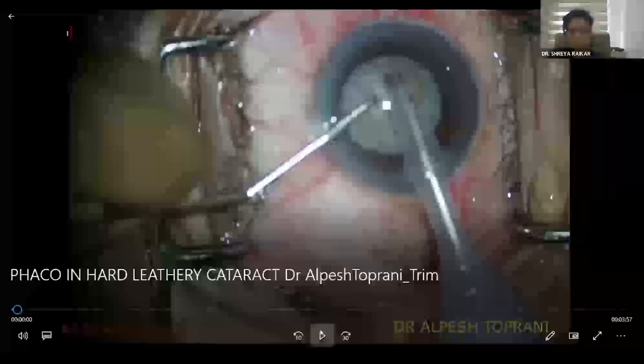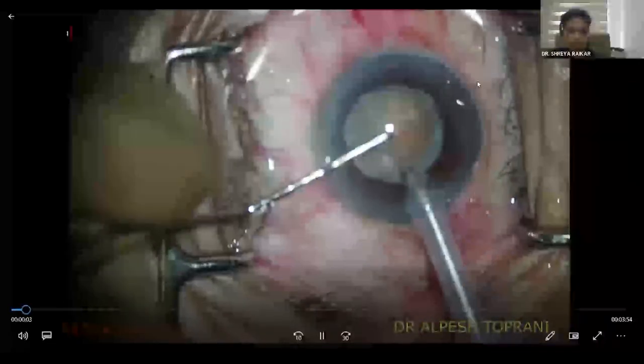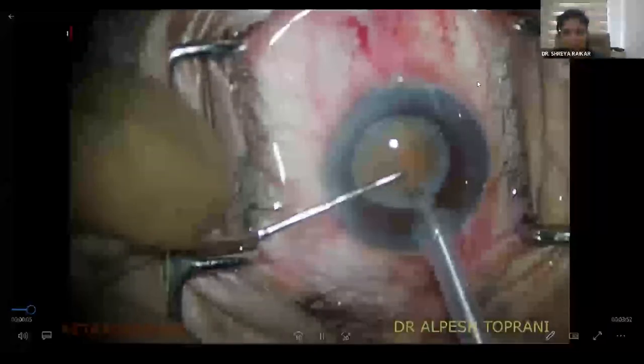Good morning. Today, I'll be presenting a video of phacoemulsification of a hard leathery cataract. Can you see the video screen? Yes. This is a case of a hard leathery cataract. It was done under topical anesthesia.